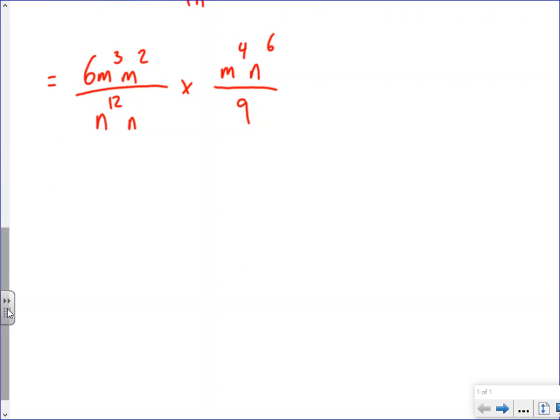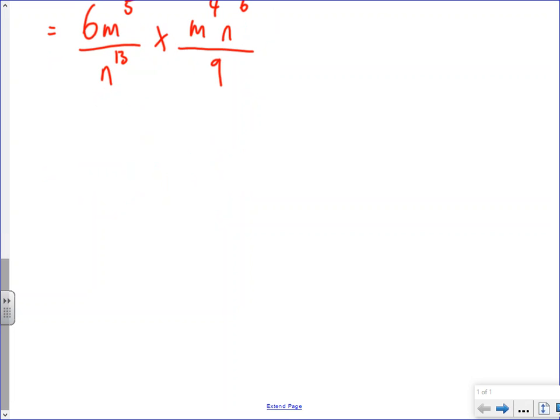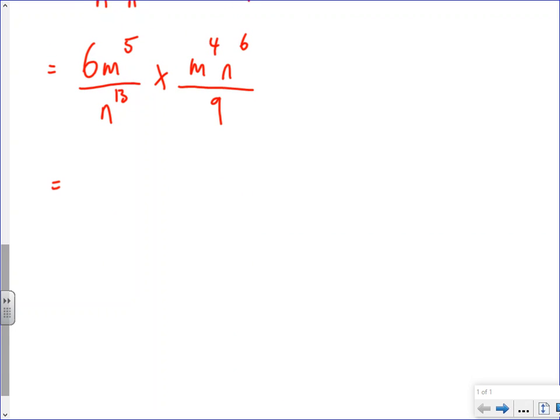Now that we have that, we can maybe do a bit more simplifying before we multiply the two fractions. So we have 6 m to the power of 5, n to the power of 13, times m to the power of 4, n to the power of 6 over 9. Then lastly, let's now multiply these two fractions. So you have 6 m to the power of 9, because m to the power of 5 times m to the power of 4 is m to the power of 9, n to the power of 6 over 9, n to the power of 13.